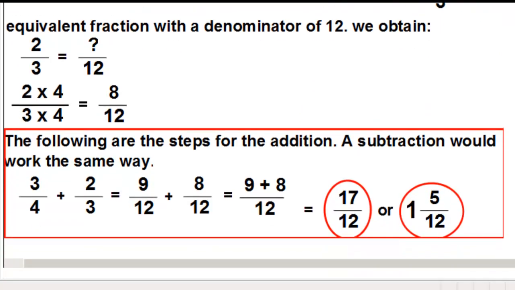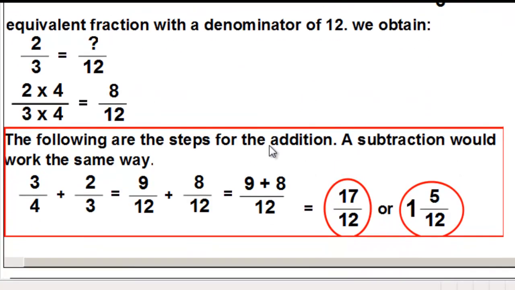So in summary, the following are the steps for the addition. Subtraction would work the same way. 3/4 plus 2/3 becomes 9/12 plus 8/12. We just saw how to convert those. So now you just add them the way you add like fractions. So 9/12 plus 8/12 is 9 plus 8 over 12, which is 17 over 12, or 1 and 5/12. 17 divided by 12 is 1, remainder 5 over 12.